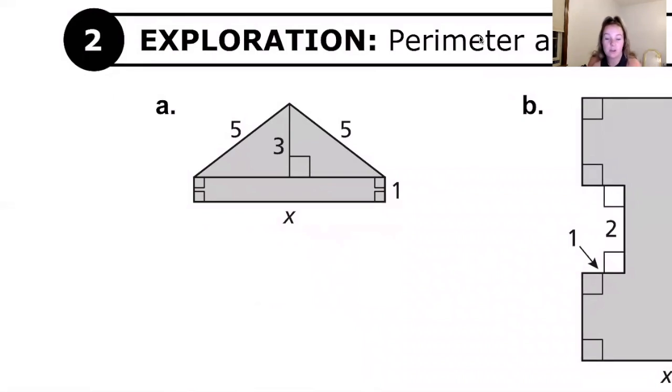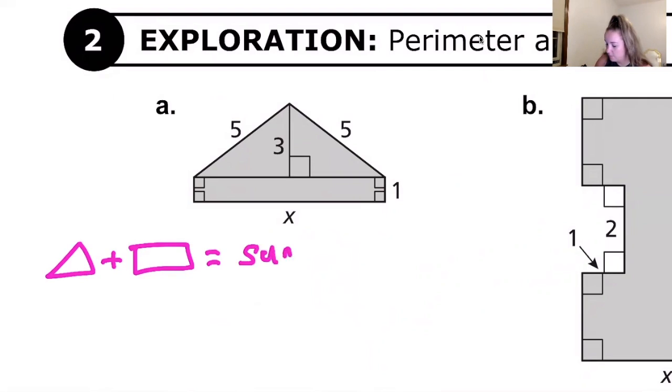So right away, we notice that these are some abnormal figures. Well, if I'm finding the area of this one, I know that I have to use the area formula for a triangle and the area formula for a rectangle. And then to find the perimeter, I just add up all the sides. So sum of sides.